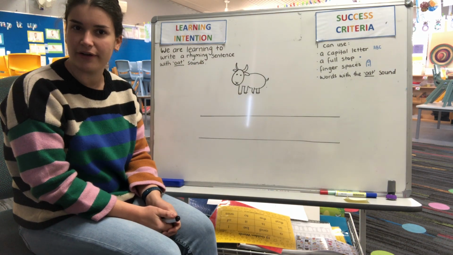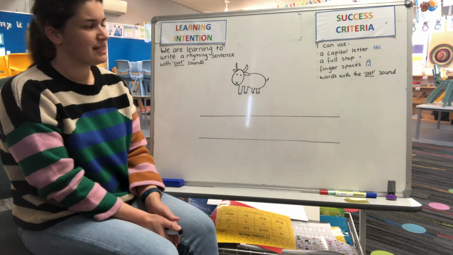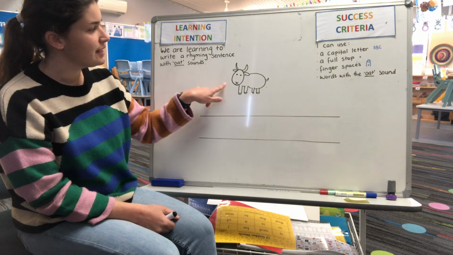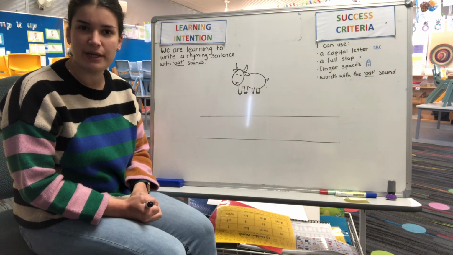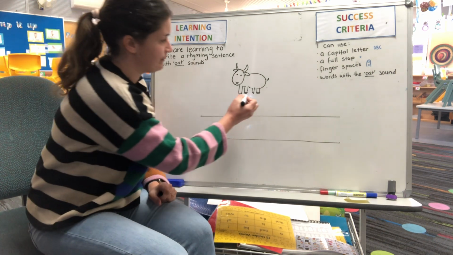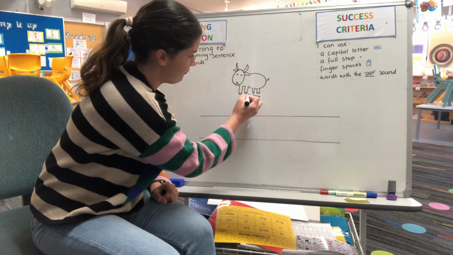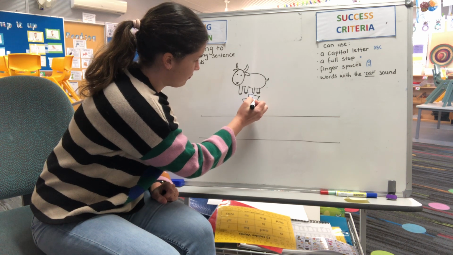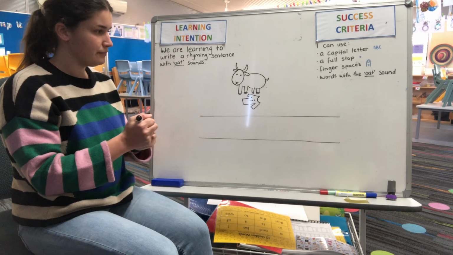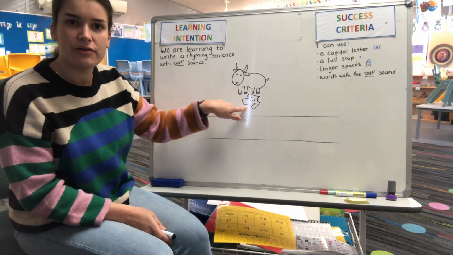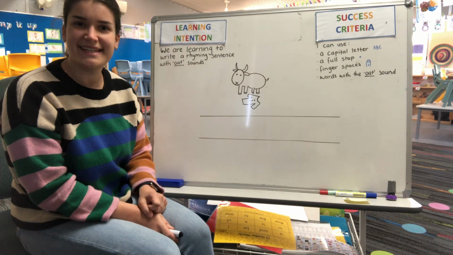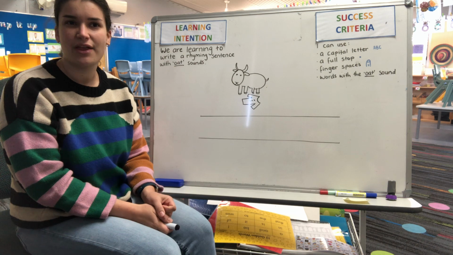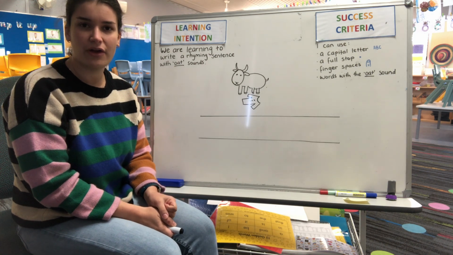Do you know how to draw a picture of a goat? In my sentence, the goat sits on a coat. So underneath my goat, I'm going to draw a picture of a coat. My coat is lying on the ground and the goat is sitting on top of the coat. Can we write a sentence that says, the goat sat on the coat?